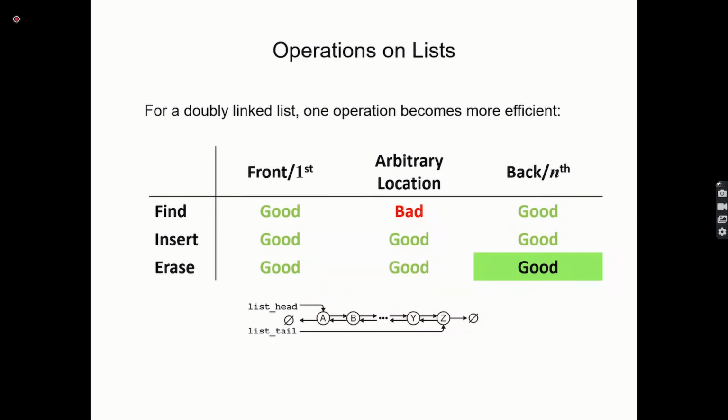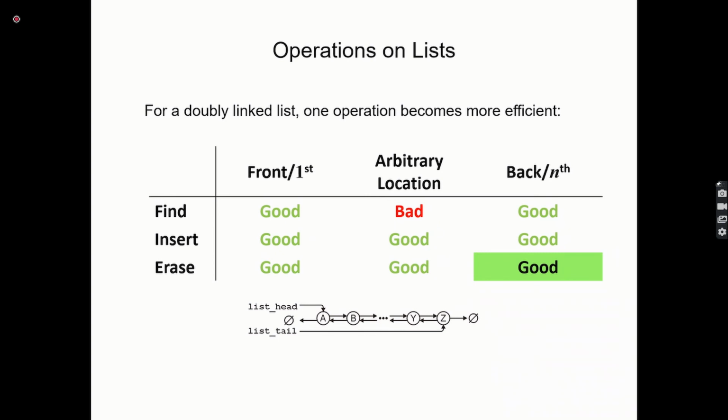If it is a doubly linked list, then the number of operations gets increased, right? But the accessibility will be much faster. So that's why you can see here, that's our doubly linked list. So then automatically the operations become more efficient.